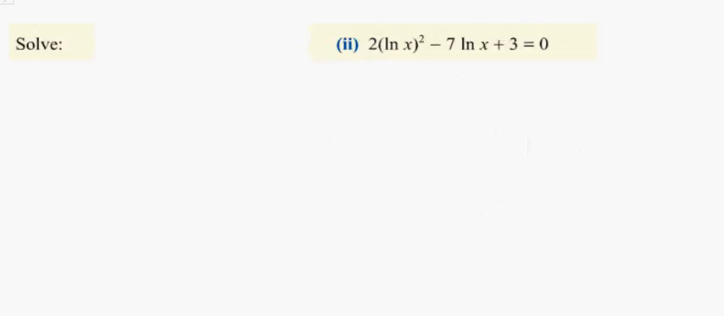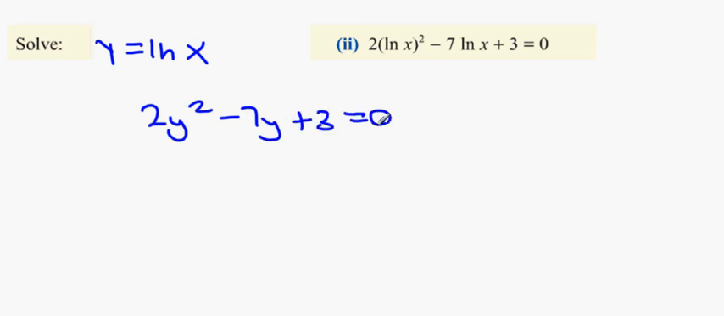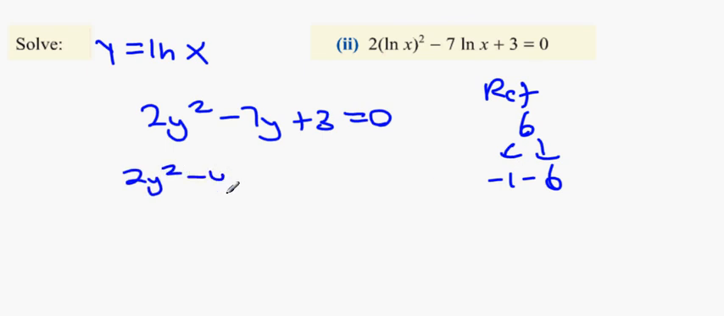Okay, next one, moving on, we're going to have to solve this one here. Now, what we're going to do is we're going to let y equal ln x. And then we're going to have 2y squared minus 7y plus 3 equals 0. Reference number is going to be 2 multiplied by 3, which is 6. Going to turn into 1 and 6, both minuses.